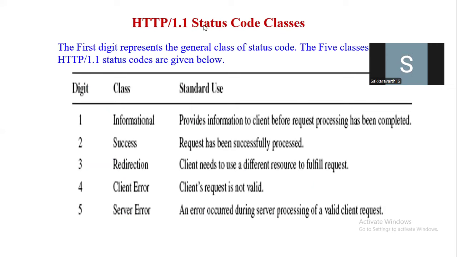Before that, we are going to see the status code classes. Usually the status code consists of 3 digits. The first digit represents which class the status code belongs to. The first number 1, the class is informational. Number 2, success. Number 3, redirection. Number 4, client error. Number 5, server error. So if the status code starts with 4, it represents a client error. If the status code starts with 3, it represents redirection. If the status code starts with 2, the request is fulfilled. There is success.